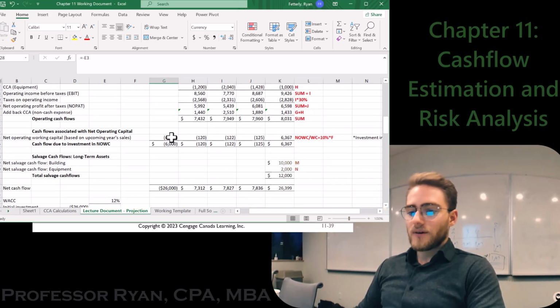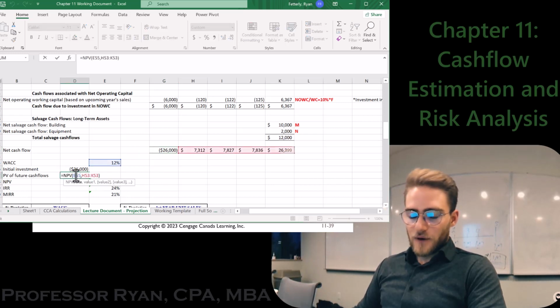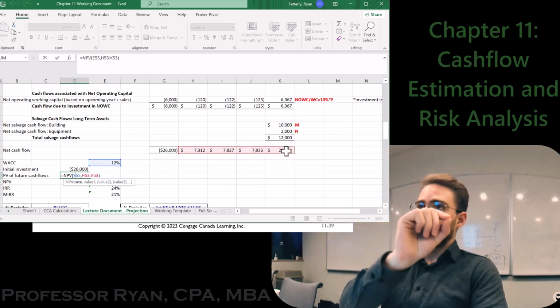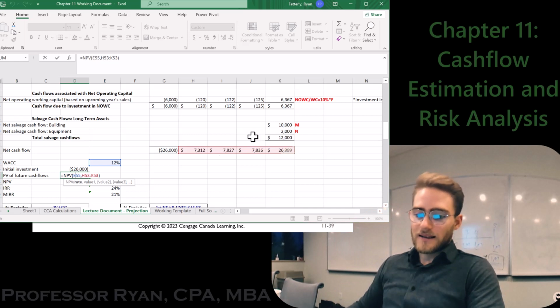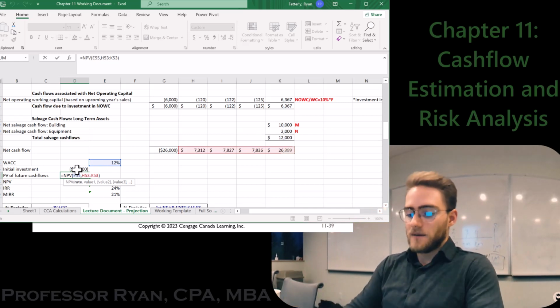But we also had to invest an additional 6 million into the net operating working capital. So our total initial investment is $26 million, as we see here. But the present value of our future cash flows, this is just the net present value formula. So the rate is 12%, which I'm referencing. And then I always reference year 1 to year 4. I never reference year 0 because year 0 is already present value, right? It's this amount right here. Therefore, I don't need to present value it, right? And I don't factor it into the NPV formula.